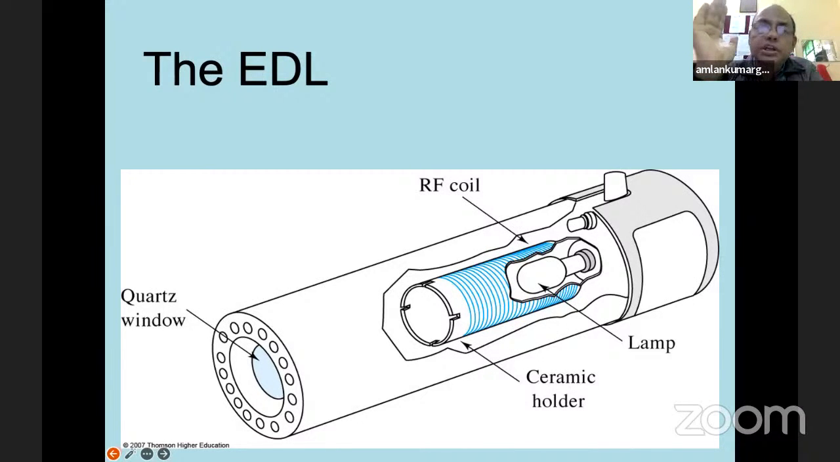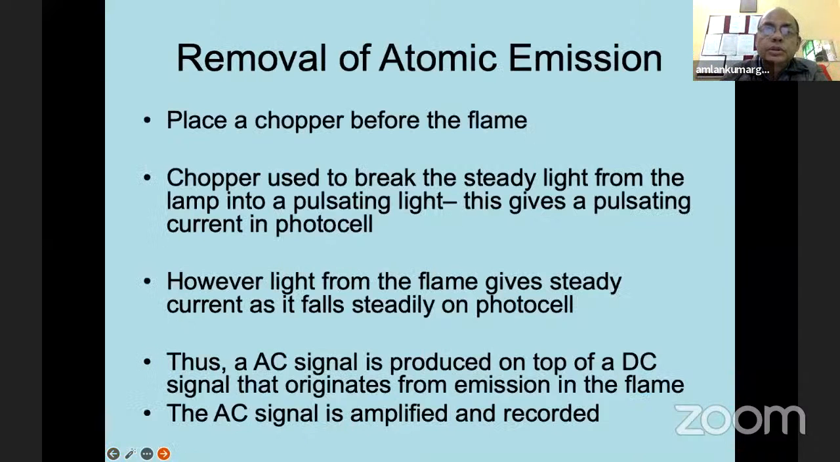It absorbs energy of its own specific resonance wavelength. That is why it is called absorption. But there is emission also taking place in the flame, and that emission also reaches the detector. We are not interested in that. So what we do, we put a chopper before the flame. Chopper is nothing but a fan blade.